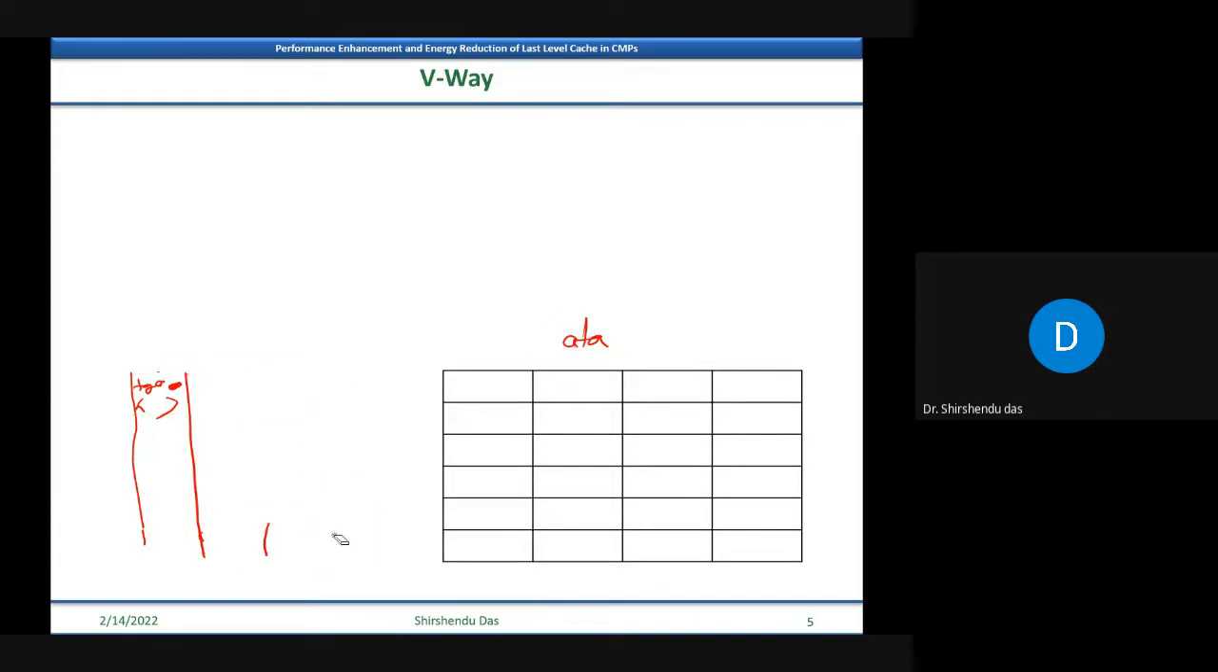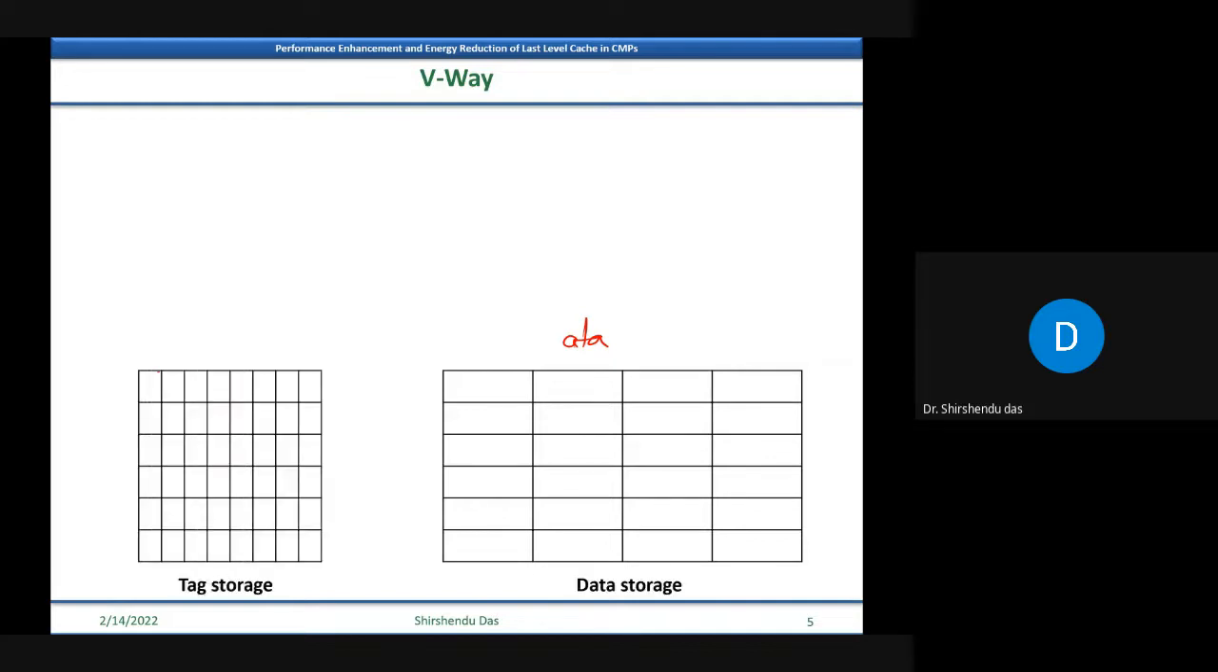And what they are saying is that instead of a four-way associative tag, we'll use an eight-way associative tag. So you can see the data is still four-way, but this tag is eight-way. So obviously there is no one-to-one mapping, right? Because the number of entries here will be more, double.